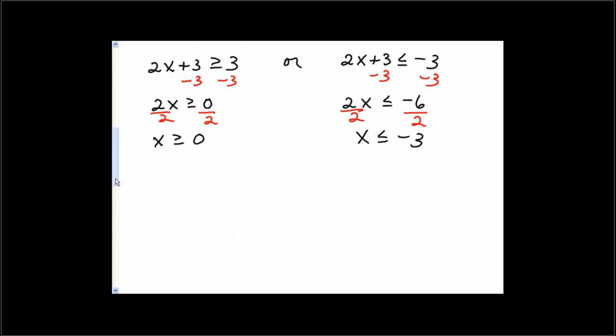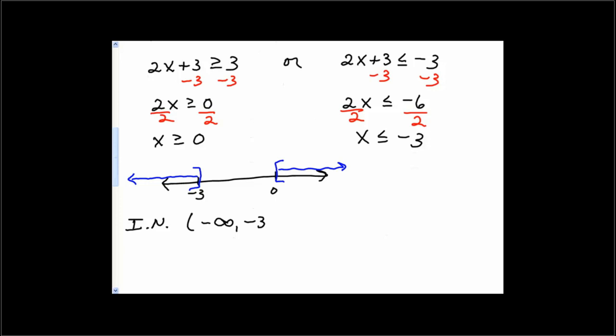Now, graphing this solution on a number line, we're only interested in the negative 3 and the 0. X is greater than or equal to 0, so that means all numbers larger than 0, and then a square bracket including the 0. All numbers smaller than negative 3, square bracket because the negative 3 is included. The interval notation, just take a look at your number line. Be negative infinity to negative 3, union with 0 to positive infinity.